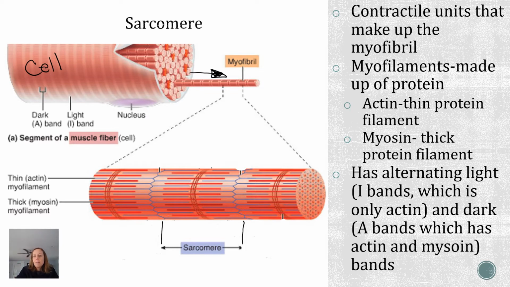The myofilaments that make it up are made of protein, and we just mentioned these in the last slide. This is the actin, which is the thin myofilament, and the myosin, which is the thick one. So I have this one, which is actin, and then this red one, which is myosin. Both of those make up your sarcomere. It's going to have alternating light bands and dark bands, right? I bands, which are light and made of actin, and A bands, which are dark, made of myosin. We just did that on the last slide.